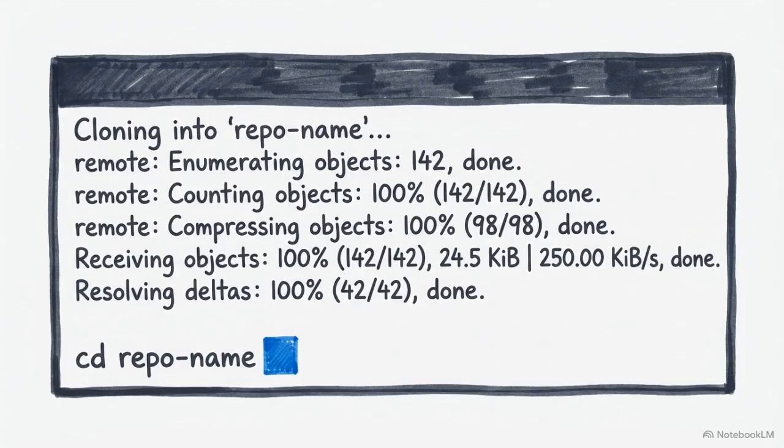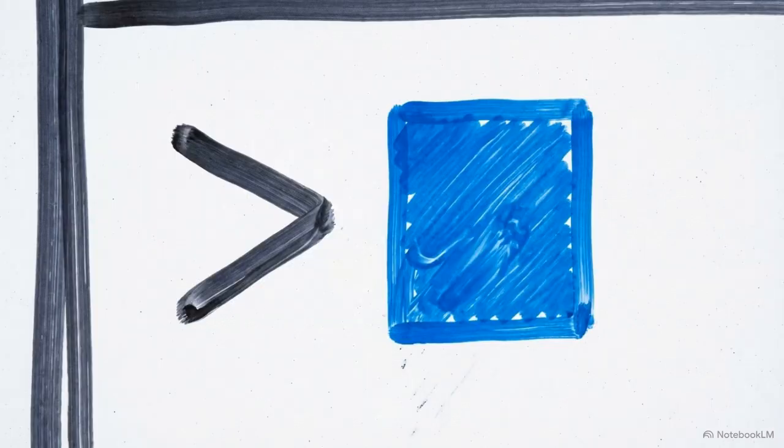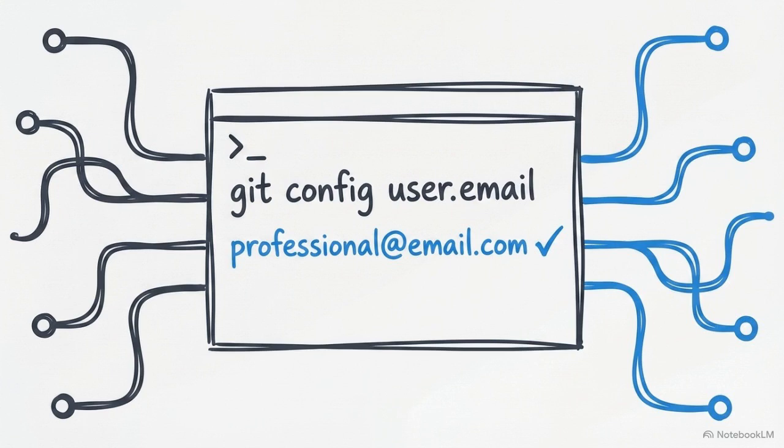Once the repository finishes cloning, change directories into the new project. Type git config user.email and hit enter. The terminal will return your professional email address. Your invisible routing architecture is fully functional.